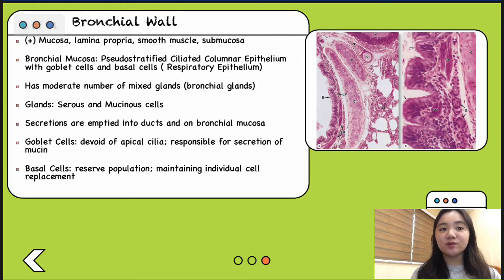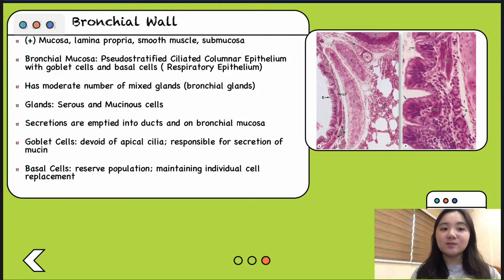Bronchioles are made up of smooth muscle layers to facilitate bronchodilation and bronchoconstriction. The epithelial cells that line the bronchial tree are ciliated columnar cells, which are tightly packed and coupled by gap junctions. Lamina propria of bronchi also contain moderate numbers of mixed glands or bronchial glands. The bronchial mucosa is made of pseudostratified ciliated columnar epithelium with goblet cells and basal cells. Goblet cells are devoid of apical cilia and are responsible for secretion of mucin, and the basal cells serve as a reserve population by maintaining individual cellular placement in the epithelium.